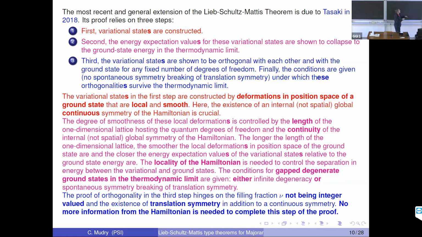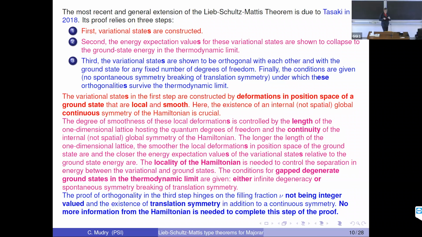So let me go back. I colored comments 1, 2, and 3 in red, magenta, and blue, and let me refine a little bit what is done in those 3 steps. In step 1, to construct your variational states, you take the ground state. He doesn't demand that the ground state is unique in his proof. He only demands that the ground state is an eigenstate of the translation operator, but it doesn't have to be unique. And then he hits this ground state with an operator that smoothly distorts it. This smooth deformation is done locally. So at every repeat unit cell, you deform the ground state a little bit.